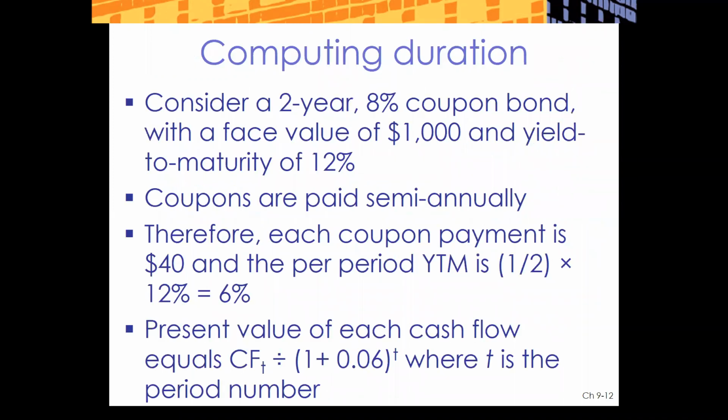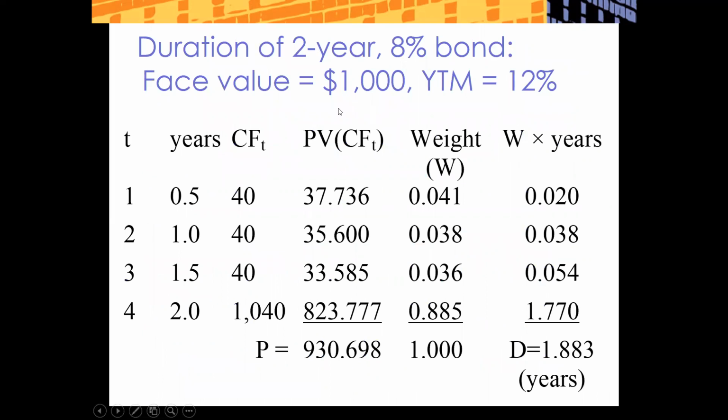Okay, consider the 2-year 8% coupon bond with a face value of 1,000. The yield to maturity is 12%, and coupons are paid semi-annually. Therefore, each coupon payment is $40 per period, and the YTM of 12% on an annual basis is divided by 2, so it's 6%. The present value of each cash flow is found by discounting, where T is the period number. If it's 2 years, then T goes up to 4. So this is how we calculate it.